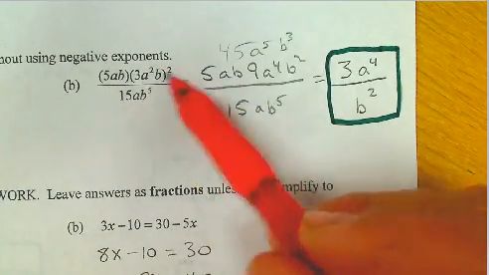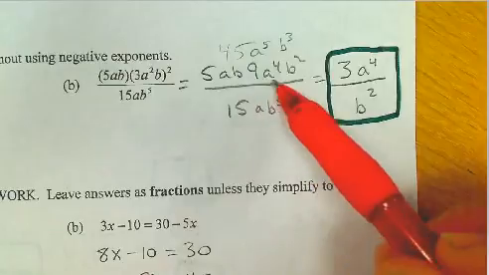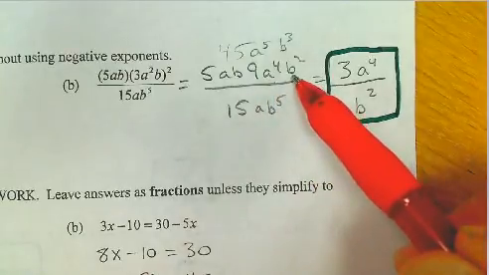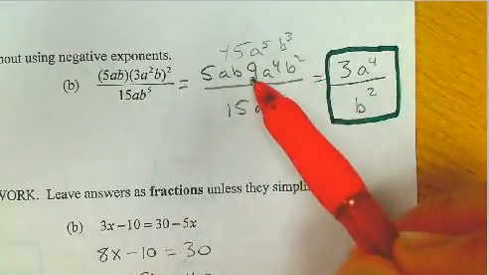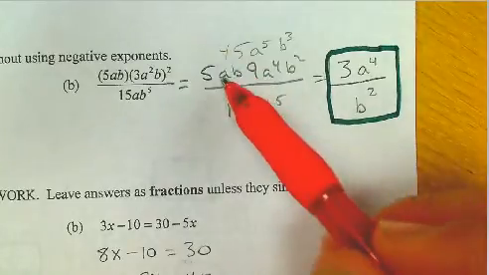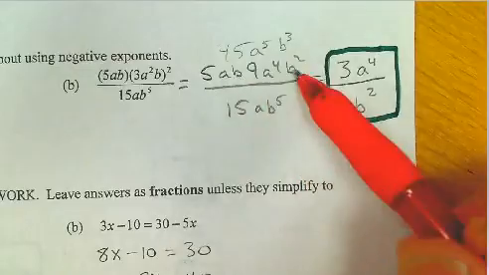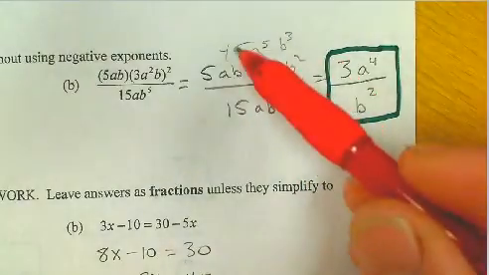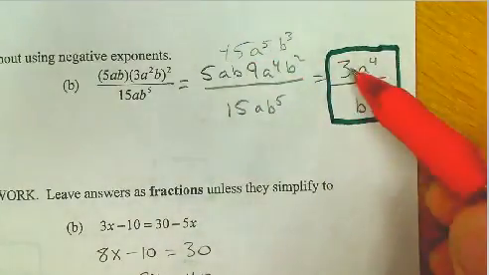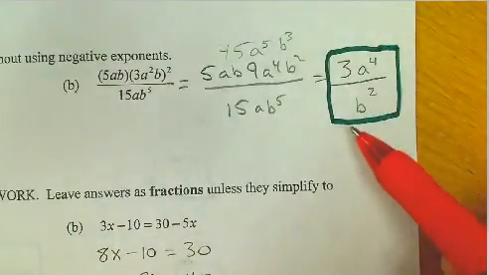And then I have to square this guy first, so that's how I got the 9, the a to the fourth, and the b to the second. And then 5 times 9 is 45. A to the first times a to the fourth is a to the fifth. And then b to the third. And then 45 over 15 reduces to 3 over 1.